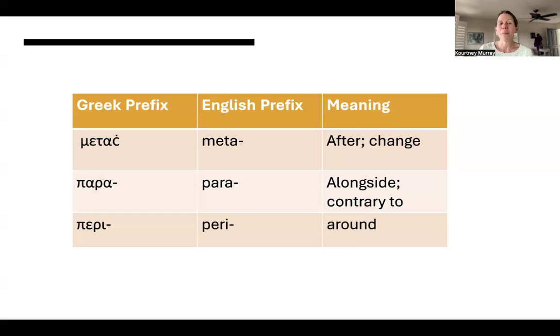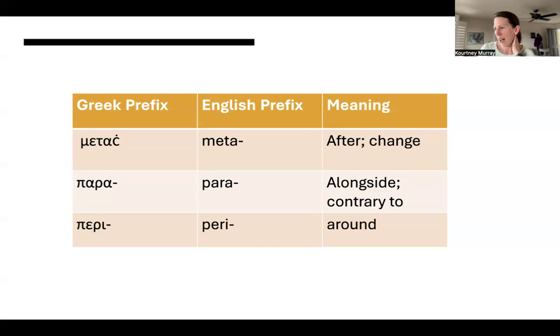Our next prefix is meta. Now, we talked about this when we talked about hybrid words. Meta can mean after, it can mean change, but it can also mean about. So in the phrase metadata, that's data about data, right? In the phrase metamorphosis, that's change of form.